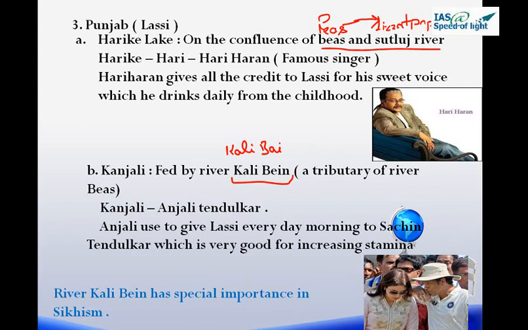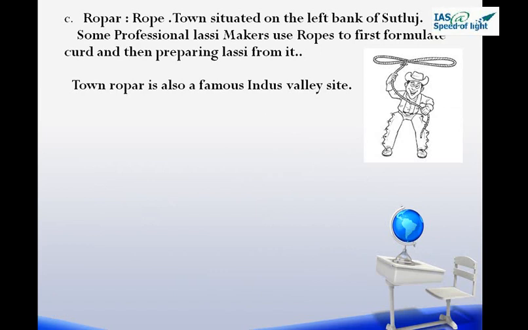So with lassi, it was Harike or Hariharan saying he drinks lassi from childhood, and then Kanjli or Anjali. Third is Roper. Roper, it is rope. It is a town situated on the left bank of the Satluj River. Some professional lassi makers use ropes to first formulate the curd and then prepare lassi from it. So Roper is rope, and you can see this person in the image on the screen. He's making lassi by formulating curd with this rope, and that is why he is a professional. He can make lassi with this rope. So rope, Roper with lassi.